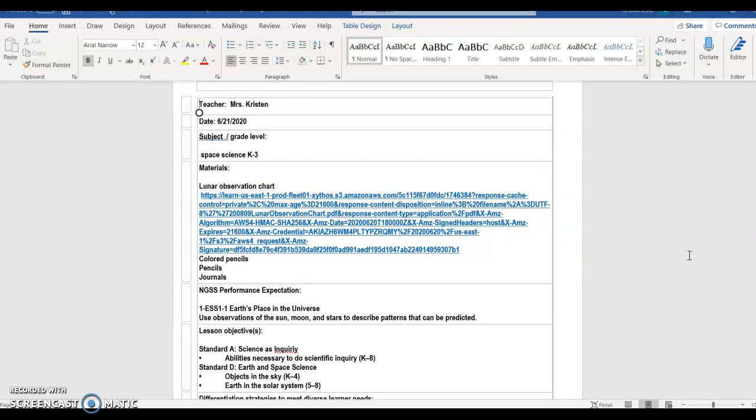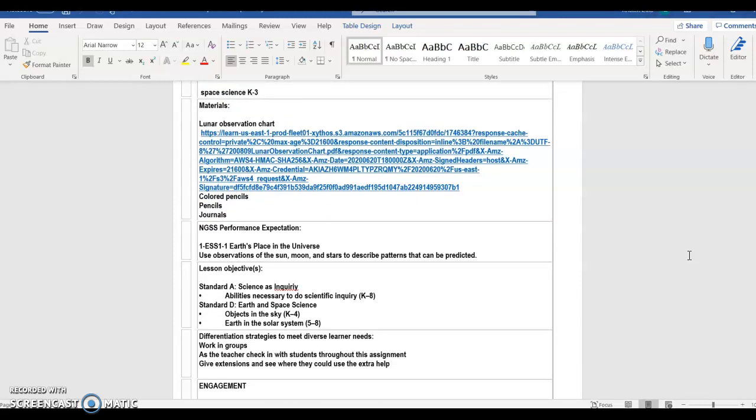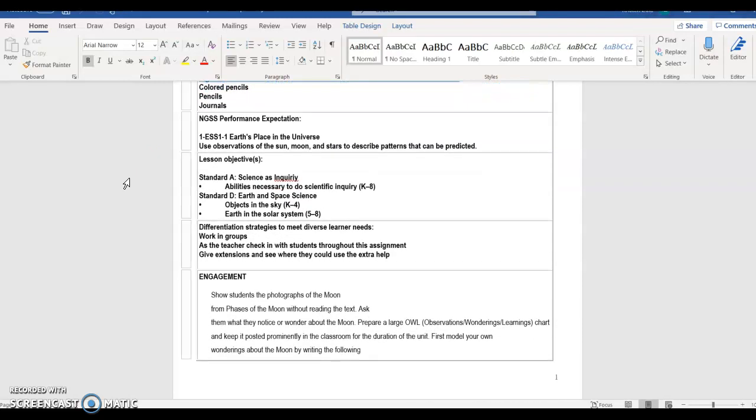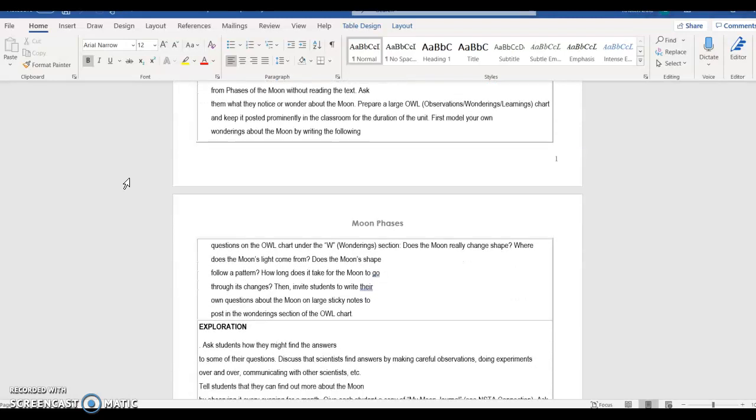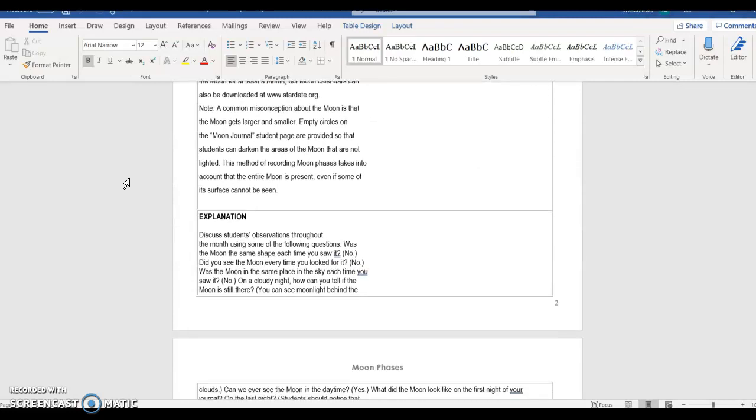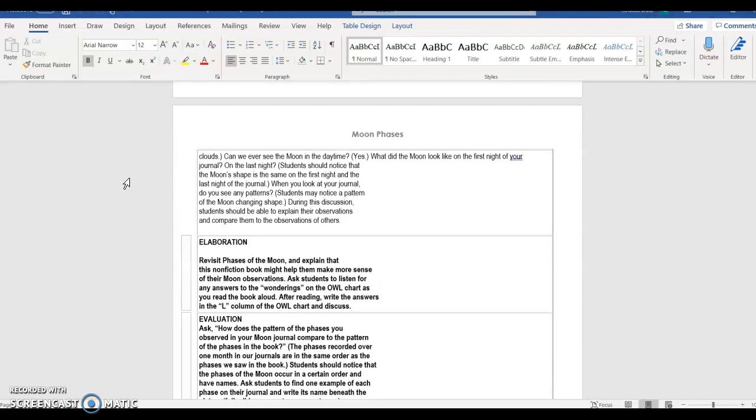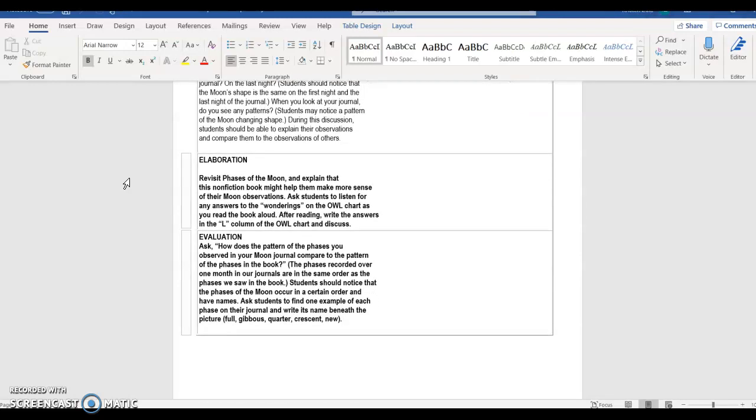So the grade level is K through 3. It's space science. This is the PDF right here that we would use throughout the entire month. They would also have journals, colored pencils, and pencils to jot throughout the entire month. These are the standards, the different strategies, and then this is the engagement, the exploration, and everything that goes into a lesson plan, and everything that we talked about in the trade book worksheet.